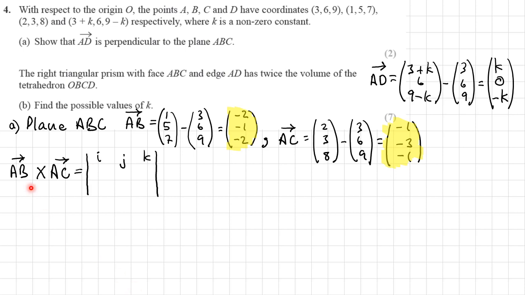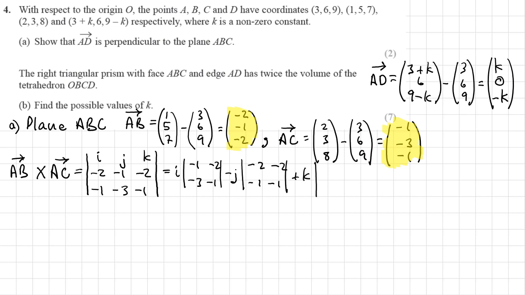Okay, so for the cross product, AB is going to be (minus 2, minus 1, minus 2), and AC (minus 1, minus 3, minus 1). And so that's going to be i, and then minus 1 times minus 2 minus minus 3 times minus 1, minus j, and that'll be minus 2 times minus 2 minus minus 1 times minus 1, and then plus k, minus 2 times minus 1 minus minus 1 times minus 3.